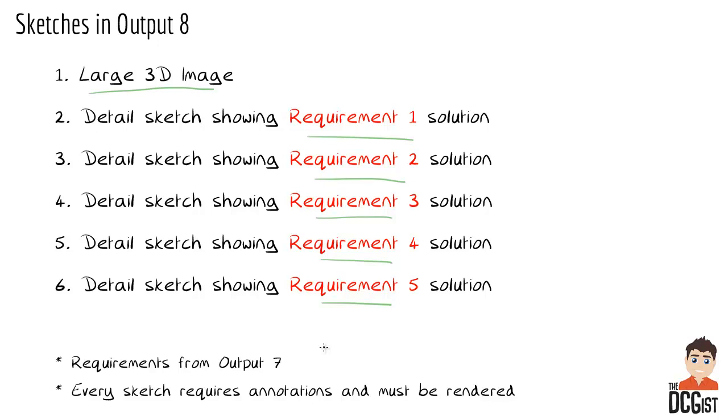So what you're going to do in this page is show in detailed sketches how exactly you've implemented your design solutions into your final design. So we have 1 for each of the 5, and also with annotation, which I'll speak about later. The requirements are from Output 7, and every sketch requires annotations and must be rendered. Okay, so you need to have your annotations and you need to render every sketch that you do.